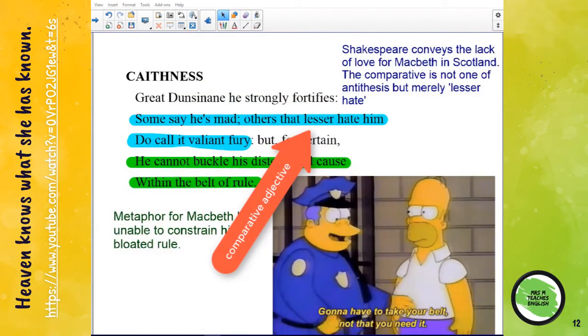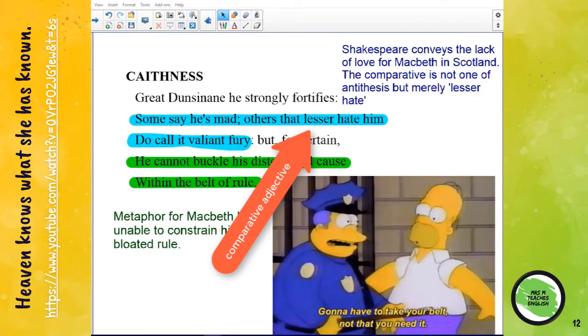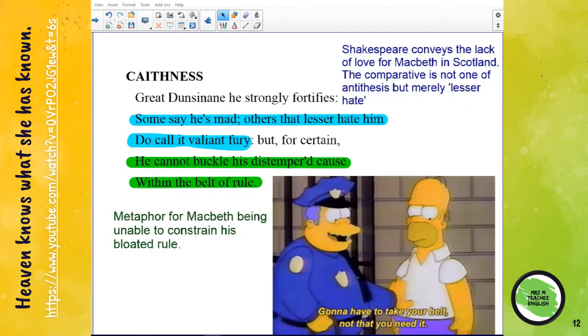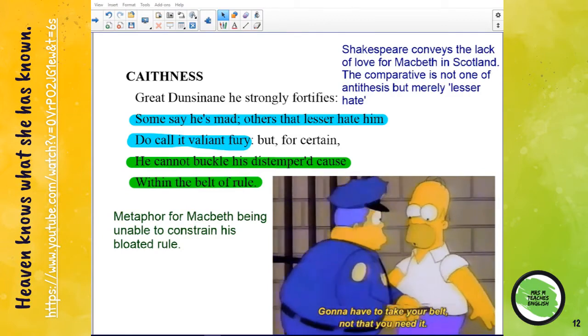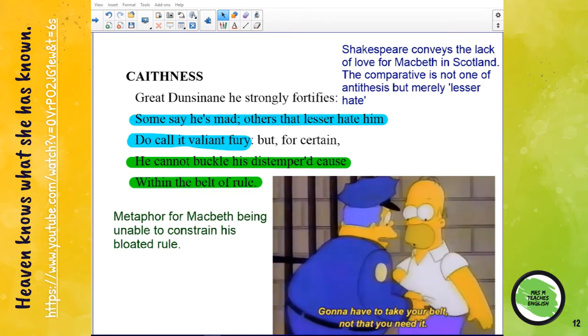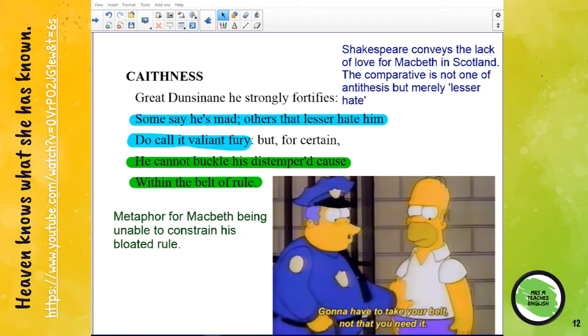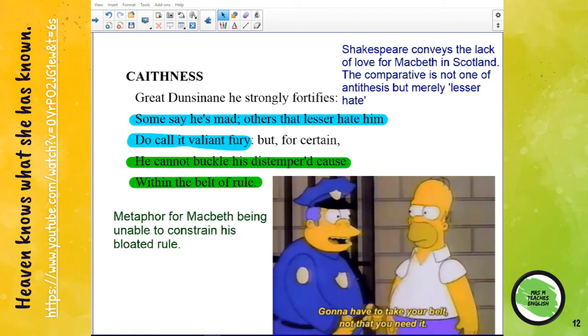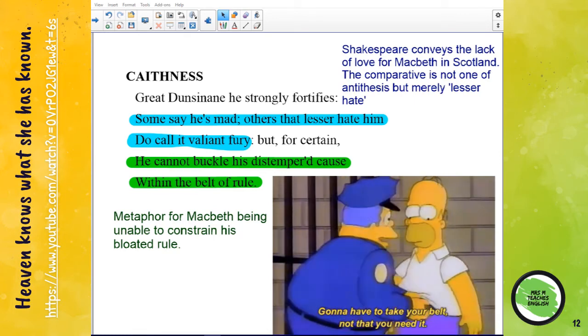So that use of lesser is really important as a comparative adjective. Macbeth's bravery, which was seen as so positive in Act 1, Scene 2, has now been transformed into something negative. Those that hate him slightly less describe his behaviour as valiant fury. And so it's a bravery that's associated with outrage and anger, certainly not something positive.